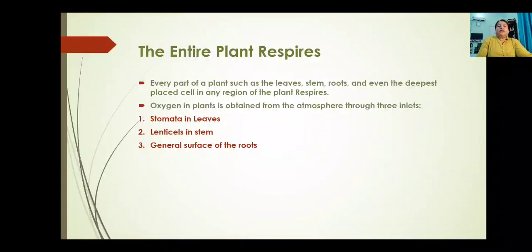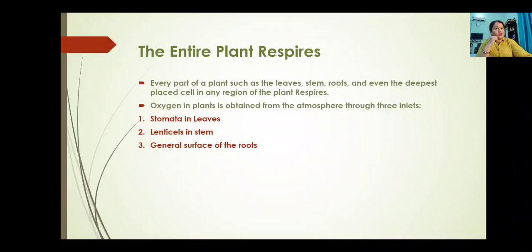Now the entire plant respires, since in each and every cell this respiration process is taking place. So the entire plant respires, respiration happens in every cell. So every part of a plant, such as the leaves, stems, roots, and even the deepest placed cell in any region of the plant, respires, because this process keeps the cell alive. When this process happens, energy will be produced, and that energy will be utilized by the cell to perform various activities.